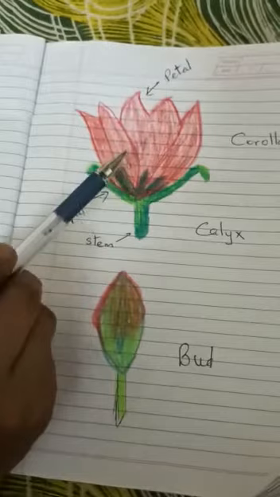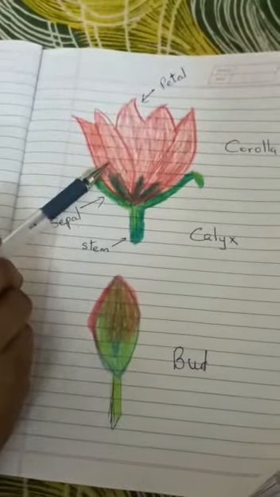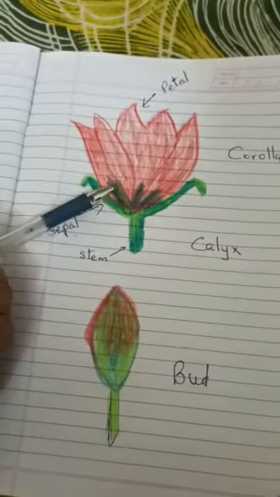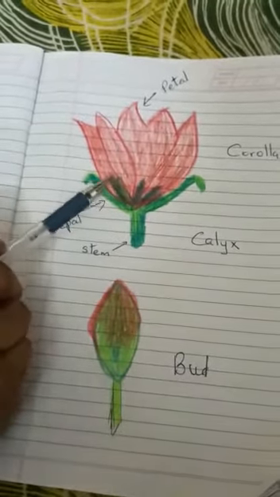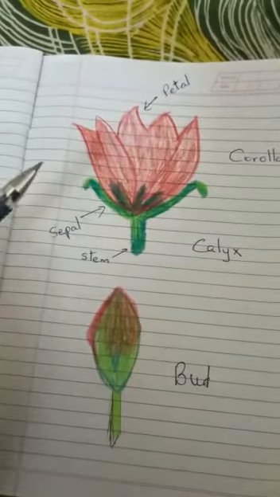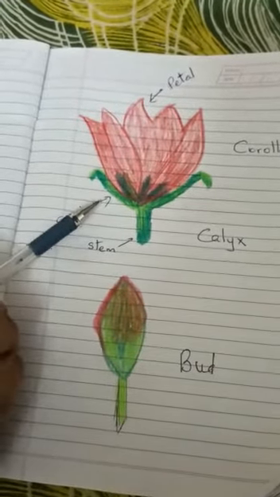The insects are attracted by the bright color, and they come for nectar to the flower, and indirectly they help in what is known as pollination. 80% of the pollination is brought about by insects.